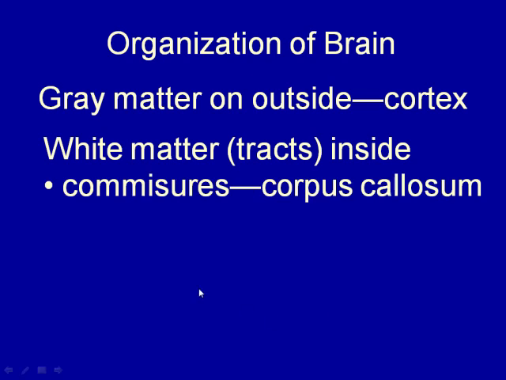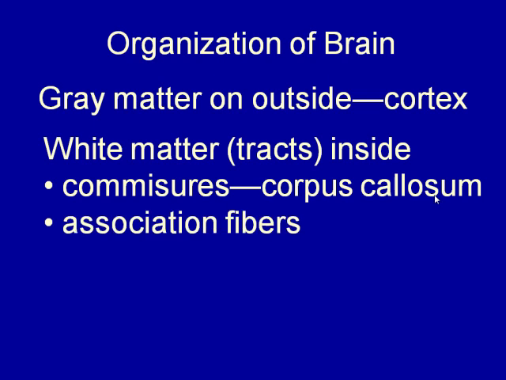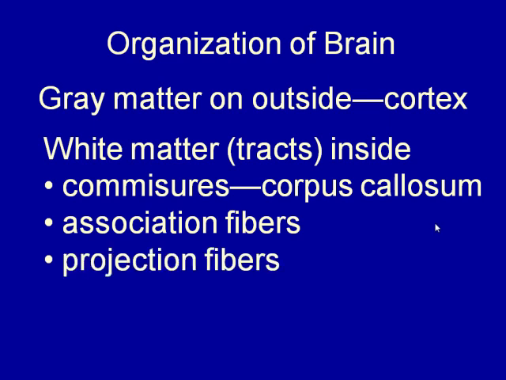You've got commissural fibers that connect one side of the brain to the other side of the brain. The largest of this commissural fiber group is a structure called the corpus callosum. Then you have association fibers. These connect different lobes of the brain on the same side of the brain. And you have projection fibers. These are the fibers that are bringing information into the brain or having information leave the brain.